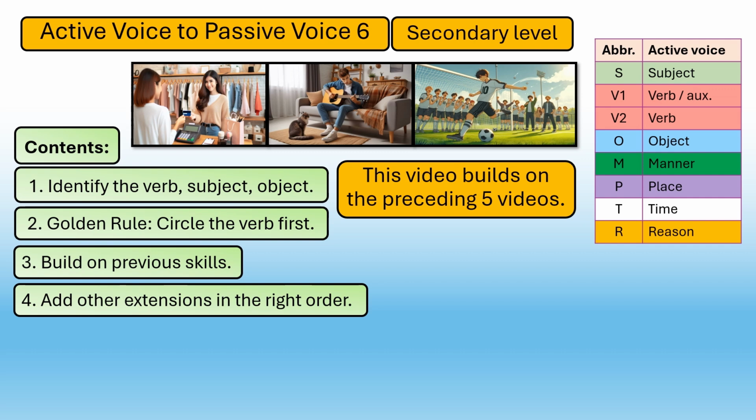On the right-hand side, we have a table with 2 columns. The first column is the abbreviation of the symbols that signify the different aspects of the sentence. S for subject, V for verb, main verb or auxiliary verb, V2, the next verb, O for object, M for manner, adverb of manner, P for place, T for time, and R for reason.